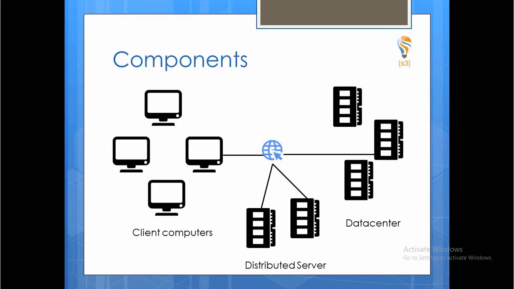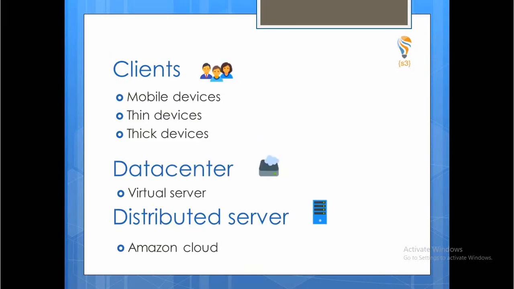Okay guys, now we are going to see the components of cloud computing. So basically there are three components. First one is client, then data center, and then distributed server. So let's see what the clients are.